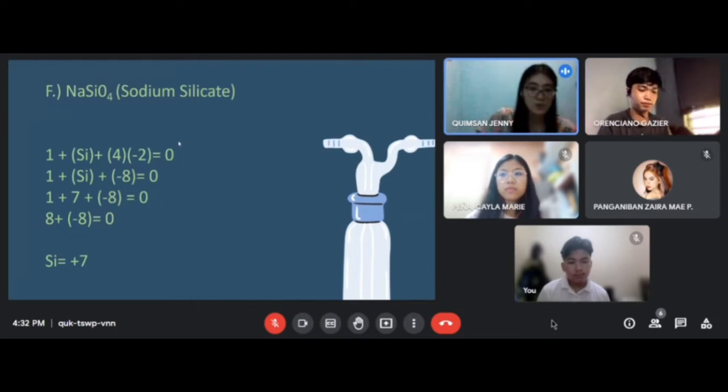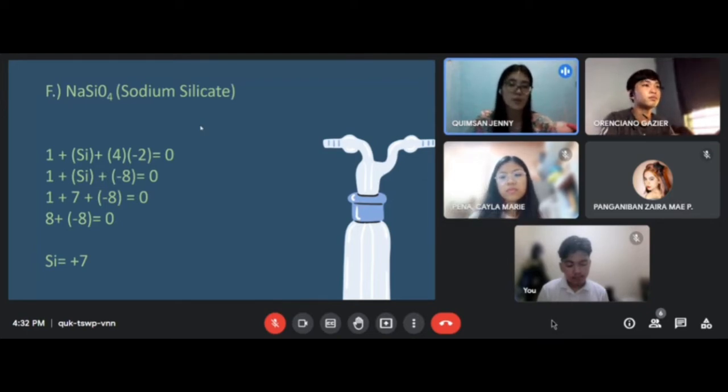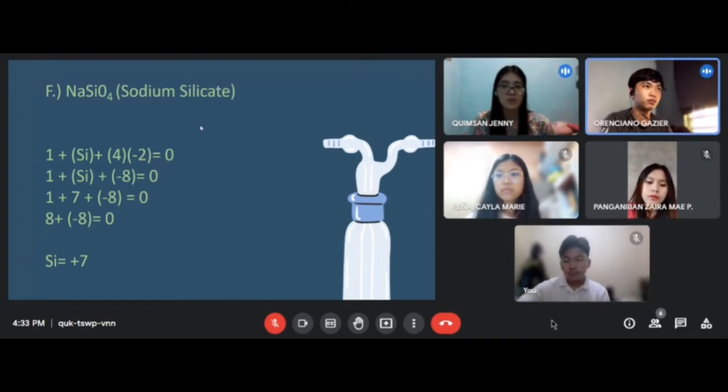Letter F, sodium silicate. Na is positive 1, then oxygen has an oxidation number of negative 2. It has 4 atoms of oxygen, that's why 4 times negative 2 is negative 8. Then 1 plus 7, which is the Si, plus negative 8 equals 0. So Si is positive 7. Checking, Na is positive 1, then Si is positive 7, so 8. Then oxygen is negative 2 times 4, negative 8. So the 8s cancel, magiging 0.